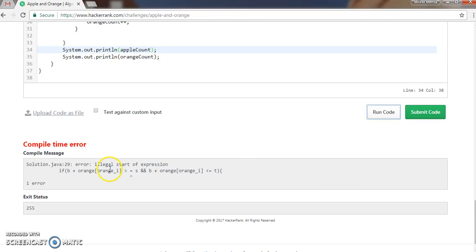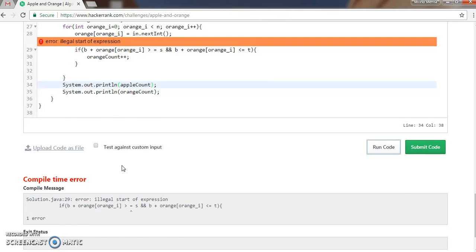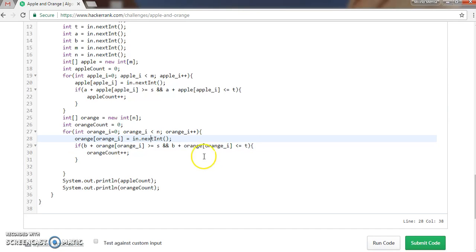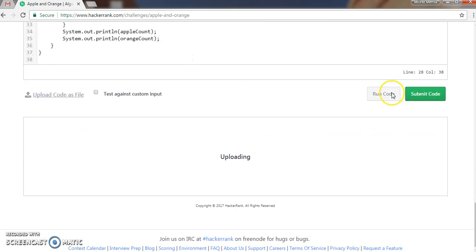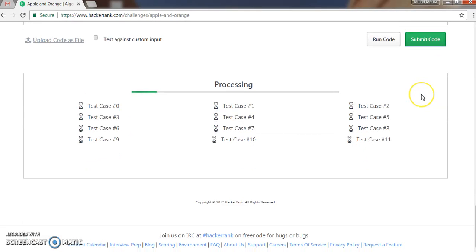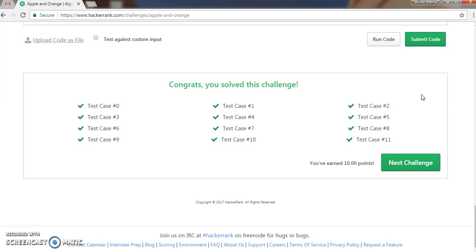Okay. So what is it saying? It is saying illegal start of expression. Okay. I think I have put this case as well actually. That's why. Okay. So let's run the code again. So we have, congratulations, we have passed the first test case. So let's submit it and check whether all the test cases have passed or not. Okay, great. I think we have passed all the test cases.